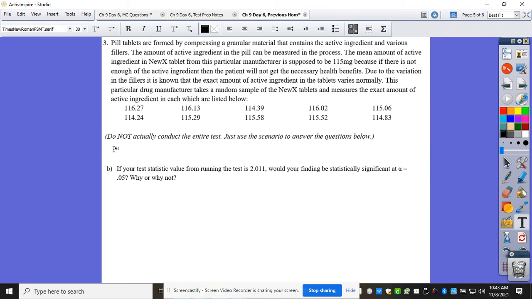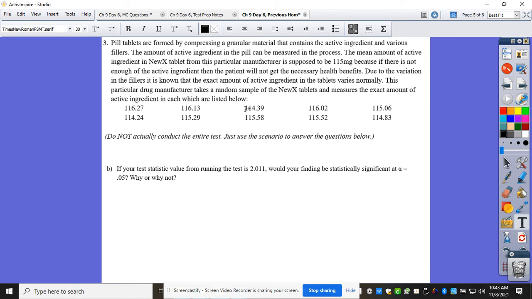All right, so I realized this is B in the middle of class on Friday, realizing how long it took for the group thing, which is fine. I was making you do a 4-step here, and I changed my mind after that. So if your test statistic from running the test is a 2.011, would your findings be statistically significant? Well, we've got to find something about the problem first.